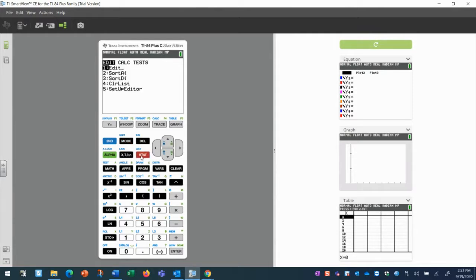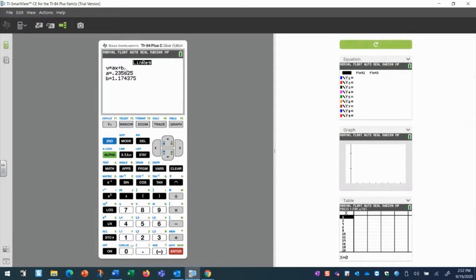So I go back to stat. I want to calculate. So I move over to calculate. Number 4, regression. So hit 4. Now hit enter. Depending on your calculator, you may have to hit it once or twice or more times. Now here, I have my equation.